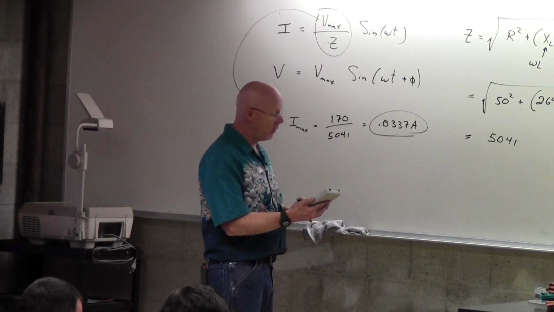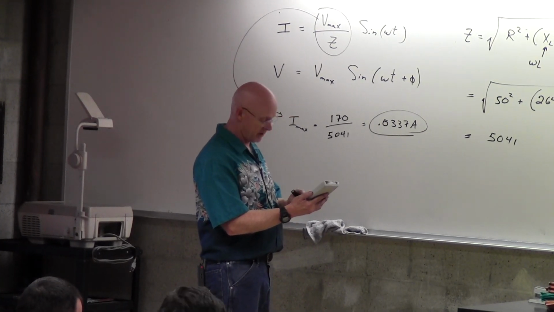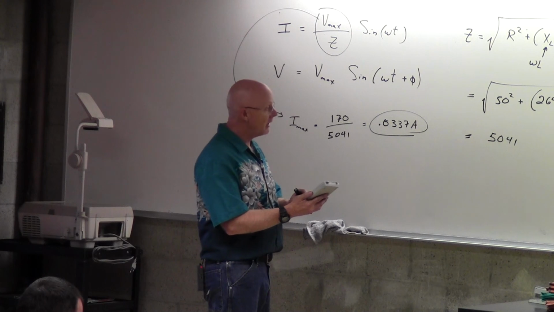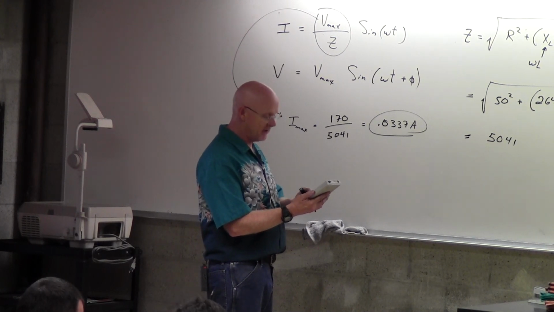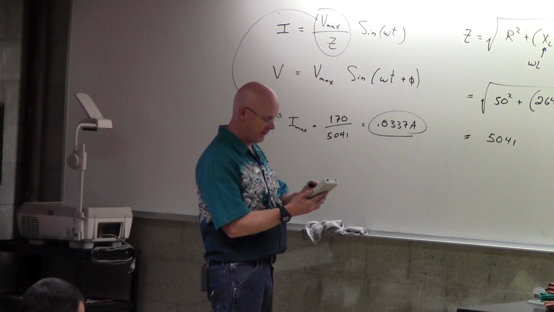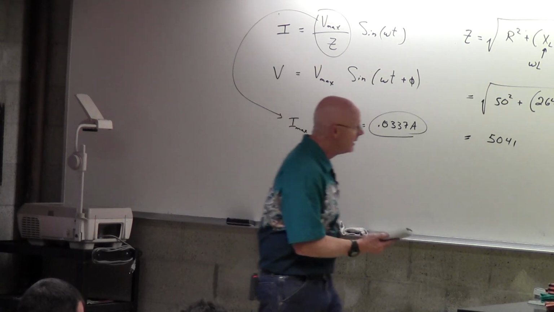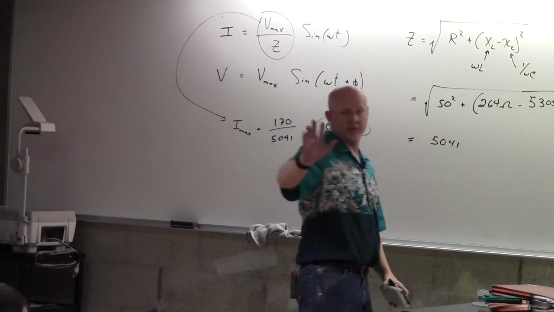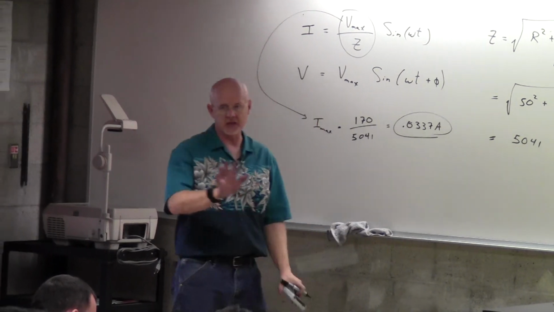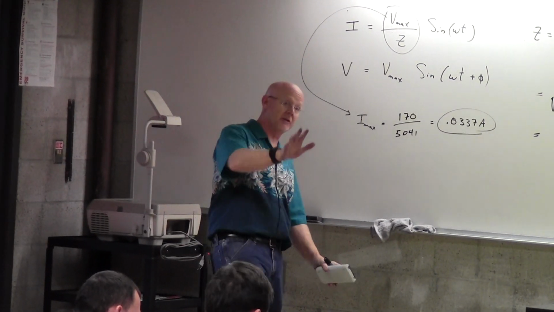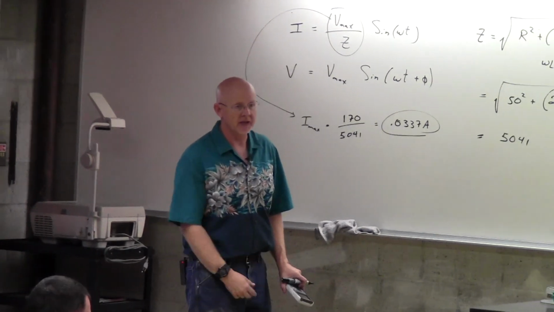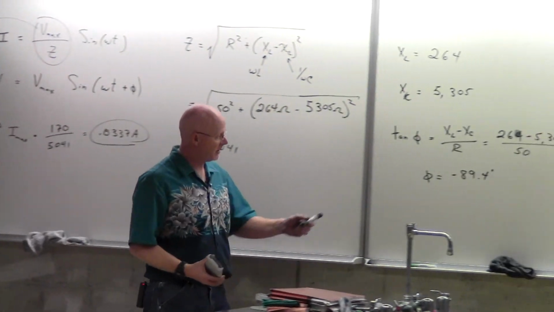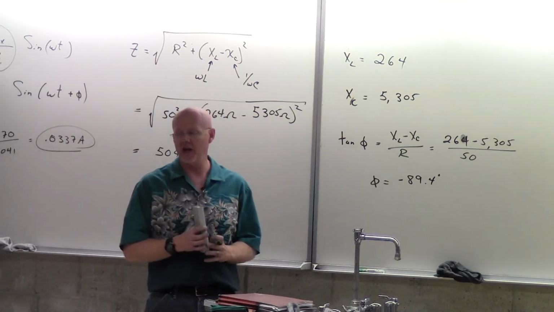So 264 minus 5,305, divide that by 50, and now I will take the inverse tangent of that, and I get negative 89.4 degrees. And so it's almost just like, forget the resistor, it's too small. Forget the inductor, it's too small. It's just all about a capacitor, where we've got almost 90 degrees out of phase, where we get current before we get voltage.